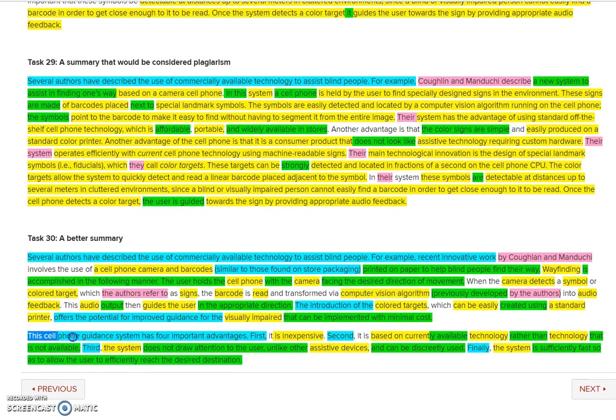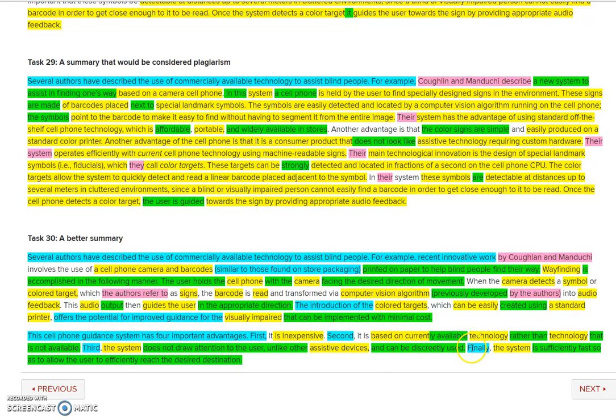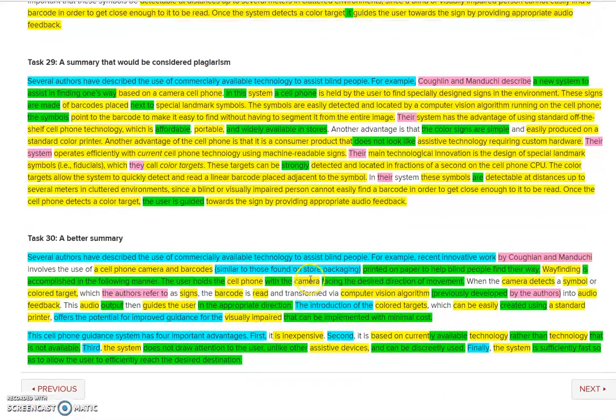Also notice this cell phone guidance system has 4 important advantages: first, second, third, and finally. Even though all of these advantages are in the original paragraph, they're not in this same order, and they're not specifically laid out. There are 4 advantages. That is this summary writer's own way of presenting this information. So that's good. That's another way of making this information your own. Now let's look at some of the green here.